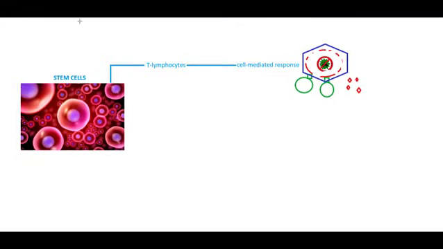With humoral response, we have the B cells, which are also created in the stem cells, and those can become plasma cells. Those do become plasma cells, and they're involved in the humoral response.